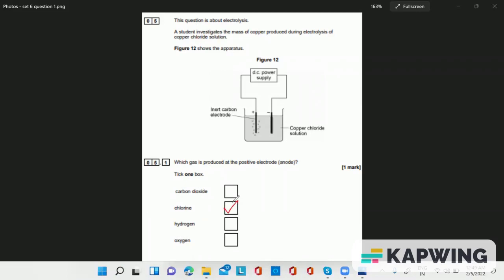The reason being, copper chloride has been used as an electrolyte and chloride ions will be produced, which are negatively charged ions. Being negatively charged, they will be attracted towards the anode, and thus on the surface of the positive electrode, we will see the deposition of chlorine as chlorine gas.